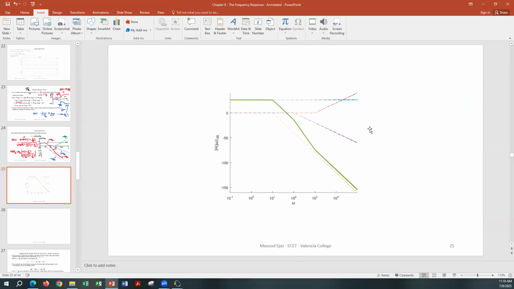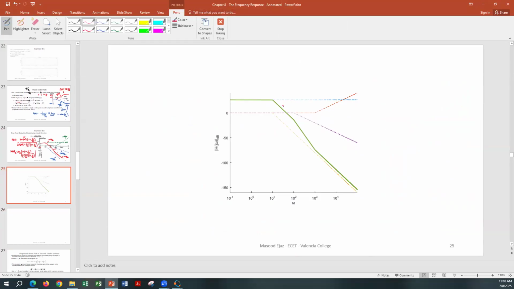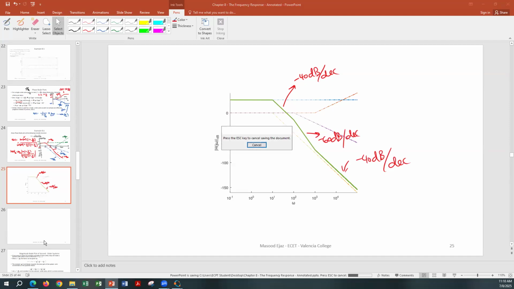A cleaner plot to show negative 40 decibel per decade, negative 60 decibel per decade, and then again negative 40 decibel. All right, let's go to the phase Bode plot now.